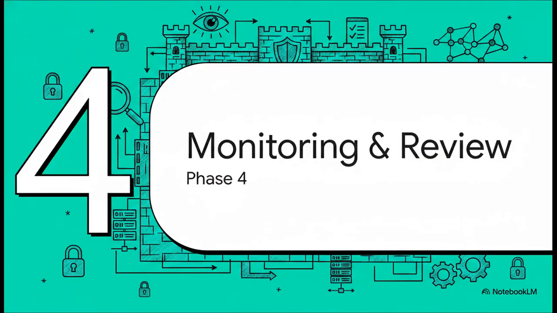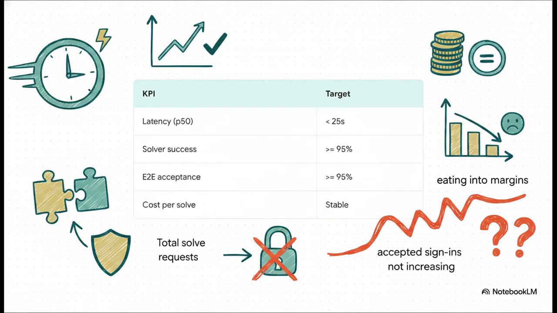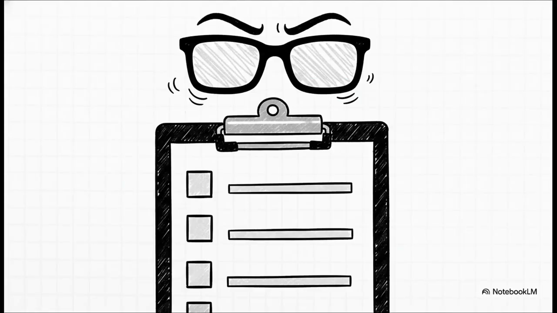Phase 4, Monitoring and Code Review. Rule 9. Solve volume alone just isn't enough. You need to monitor the actual cost per accepted solve. You want your first solve latency under 25 seconds for token CAPTCHAs and a solver success rate of at least 95%. But crucially, you want your end-to-end acceptance post-token to be high as well. If your total solve requests shoot up, but your accepted sign-ins stay flat, something is horribly wrong and it is eating into your margins. Which brings us to Rule 10.